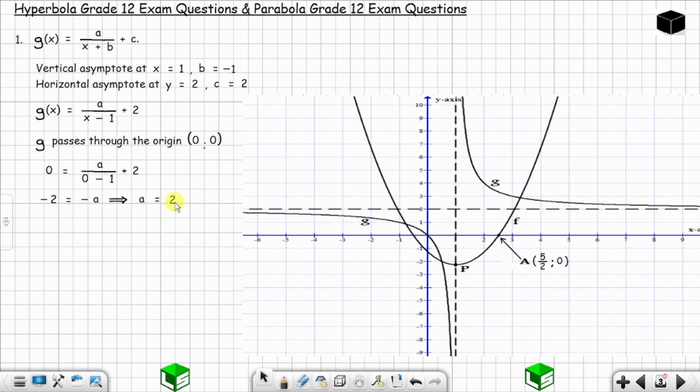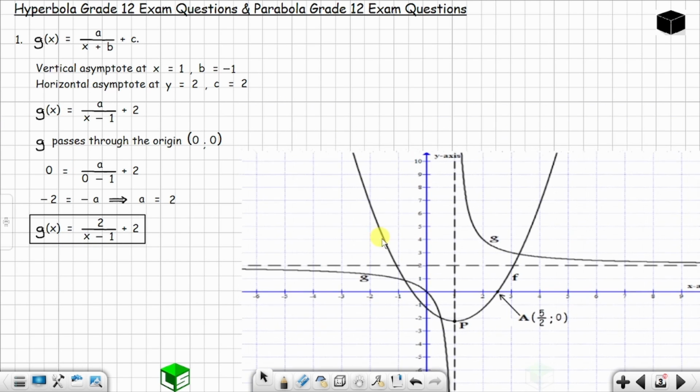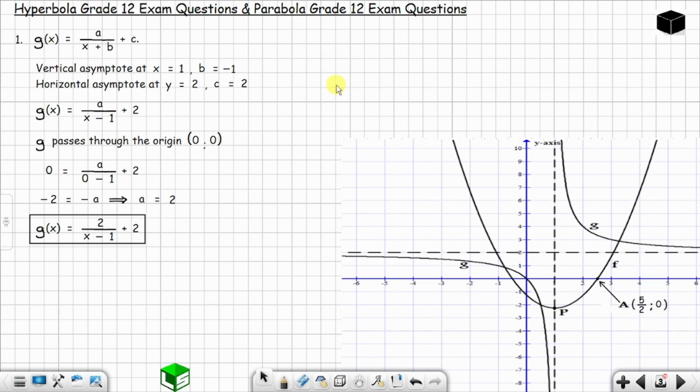Now you can substitute a there. So g of x is equal to this after you substitute a. So this is the equation of g. You have solved for question 1. Now question 2, let me draw a line here.